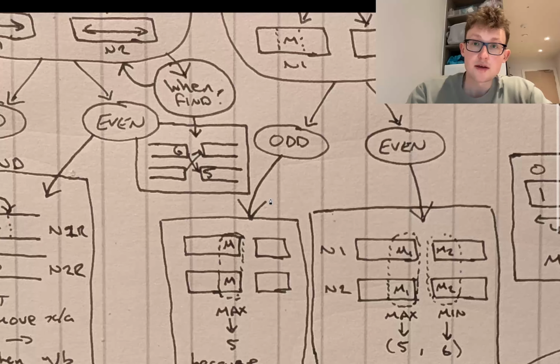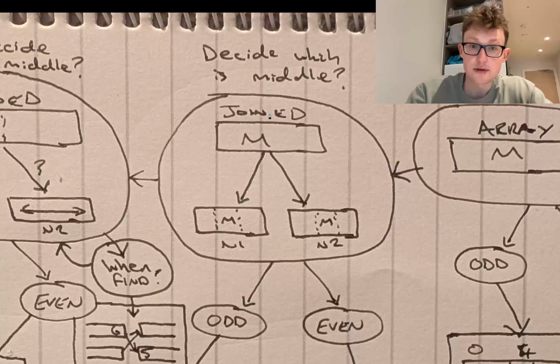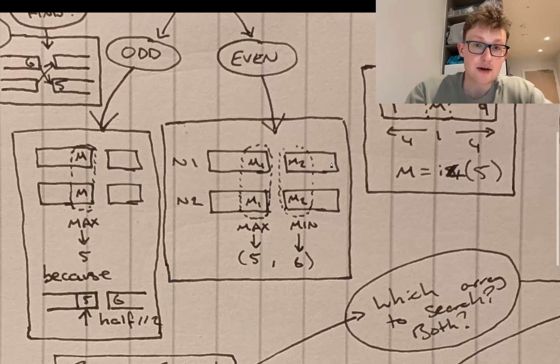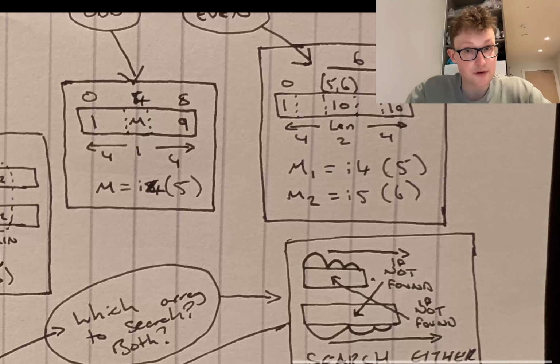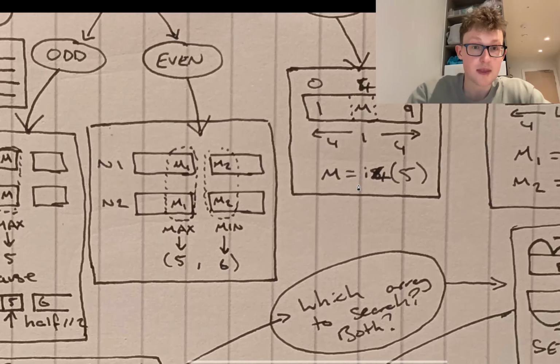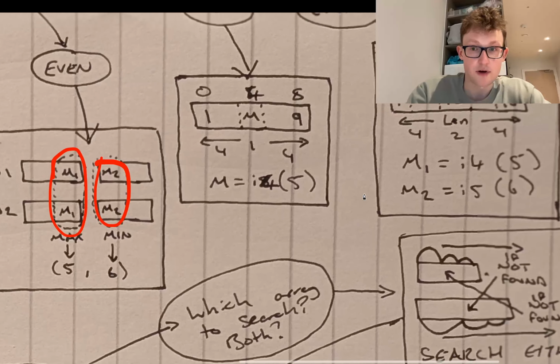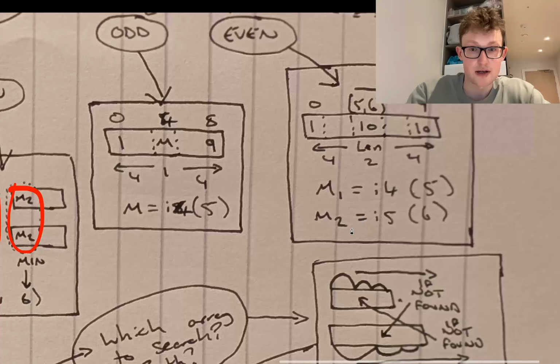Okay, so now we know how to decide which is the middle whenever we know where the middle is, for an odd array. How do we do it for an even? Okay, well, similar to how we did it for a single array, we need 2 middles. So this time we have our left middle, M1, and our right middle, M2. The same way over here, we had the M1 and M2.